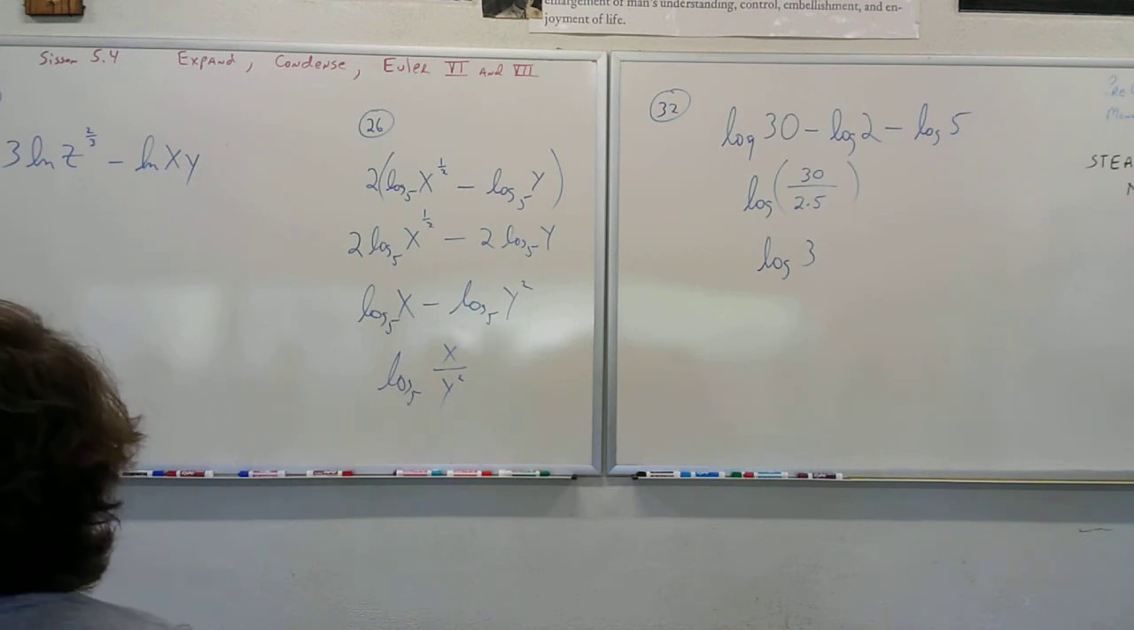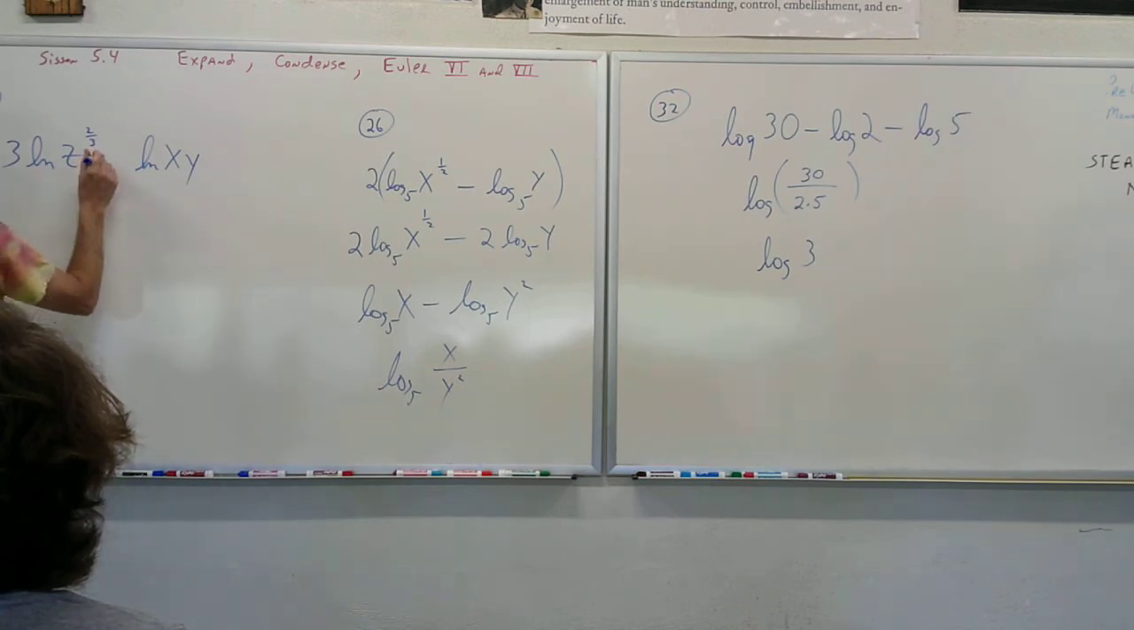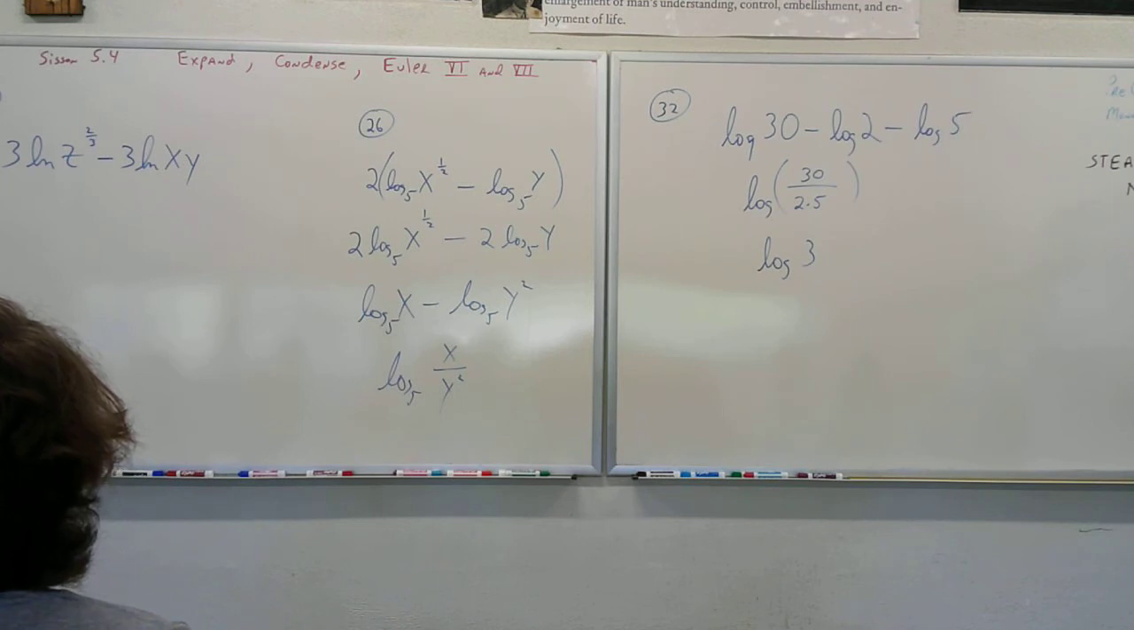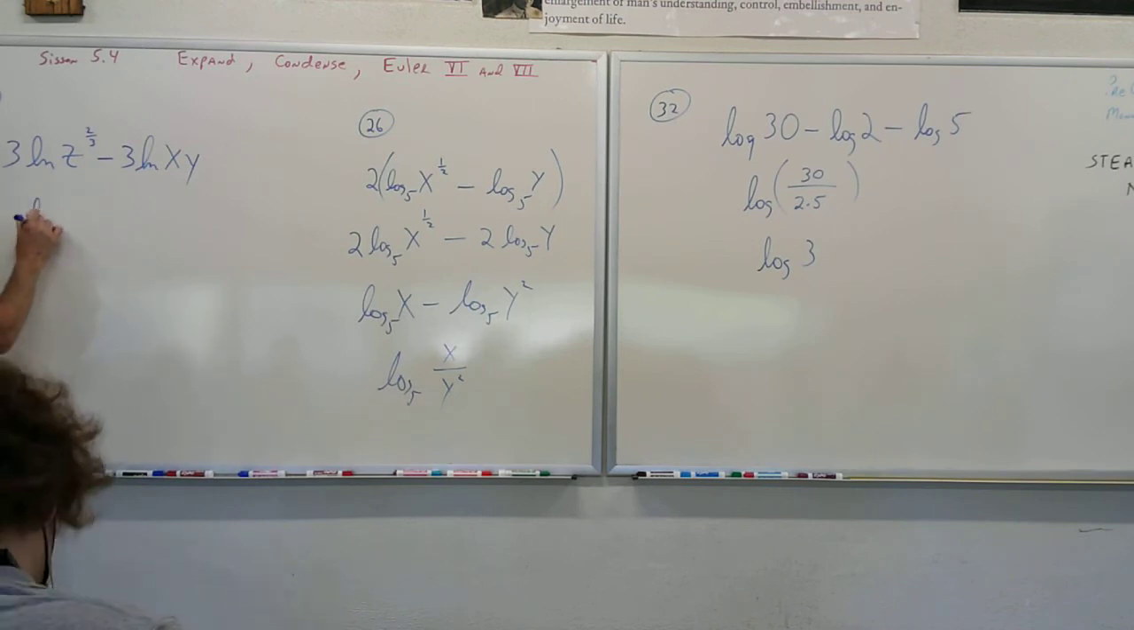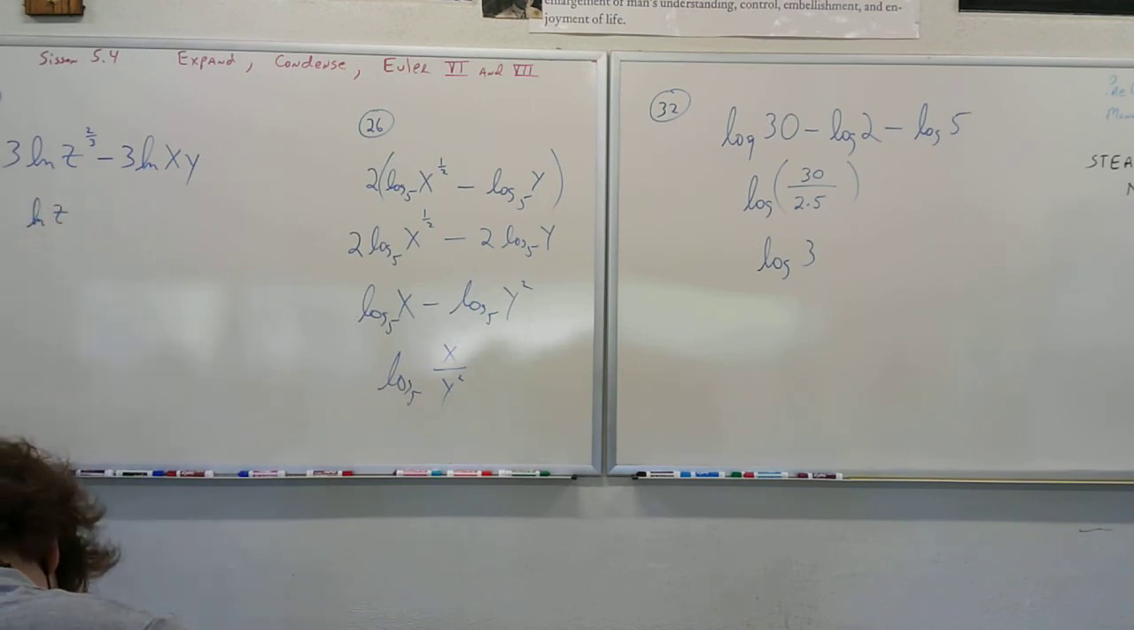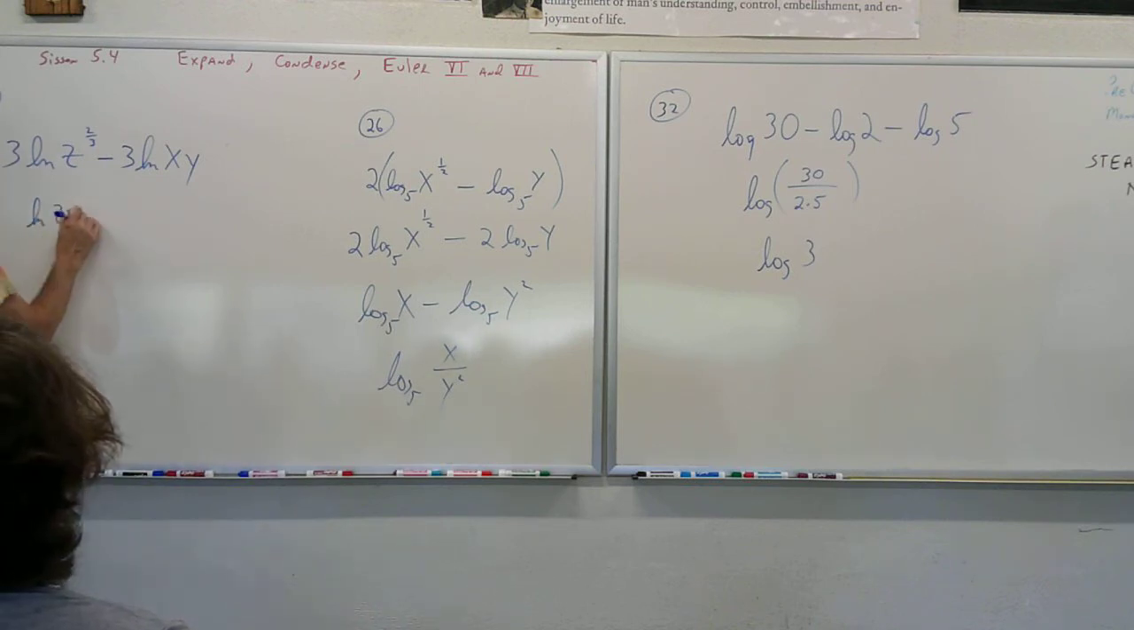So you can distribute the 3 to the other one? Ah, very good, young lady. You're absolutely right. The 3 right there, too. Now, what are you going to do? You're going to bring the 3 back in and make it a power right there, right? Mm-hmm. I think that's just going to be natural log of z. I'm going to make it natural log.